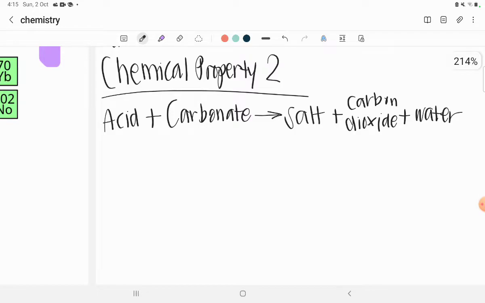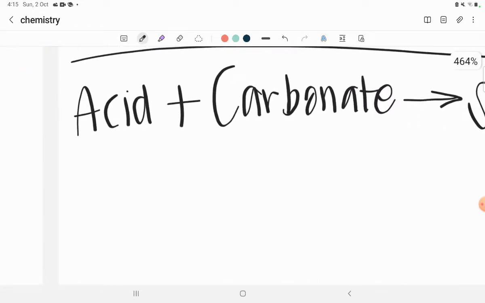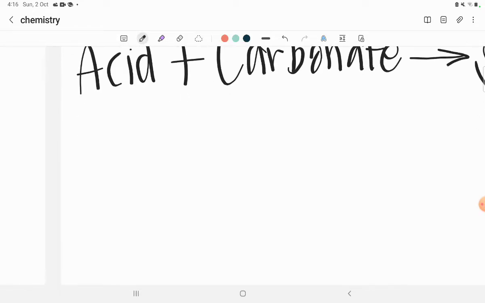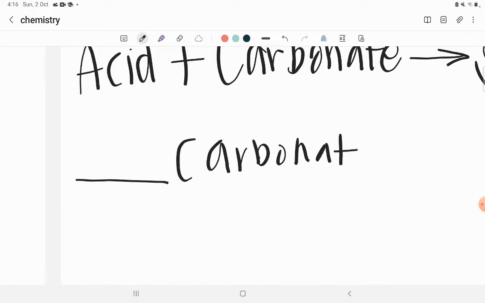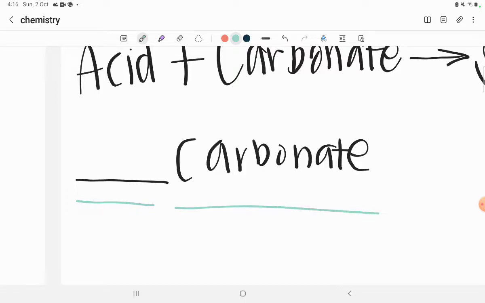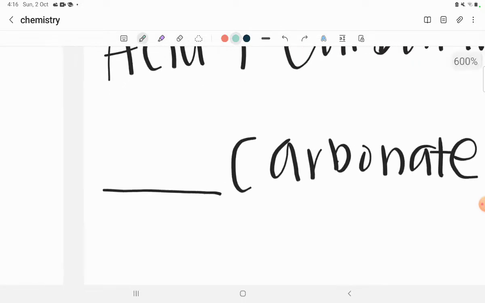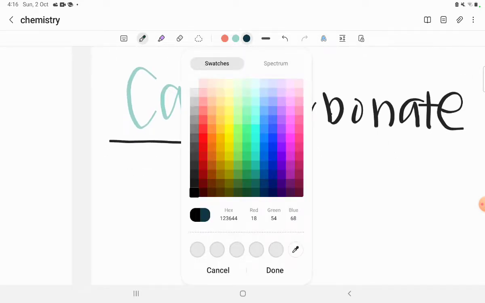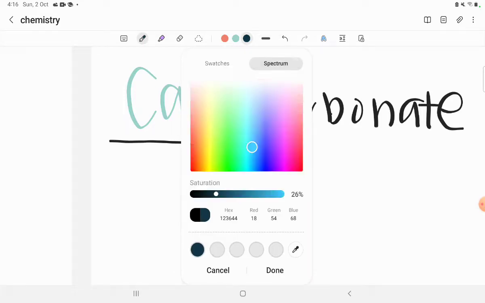Okay. What is a carbonate? So basically a carbonate is something that ends with carbonate. I'm not joking. So a carbonate is basically anything with this and carbonate. For this example, let's choose calcium carbonate. Calcium carbonate is the table salt. Table salt is your chalk.